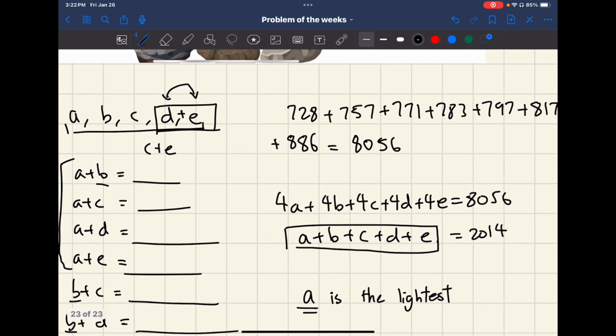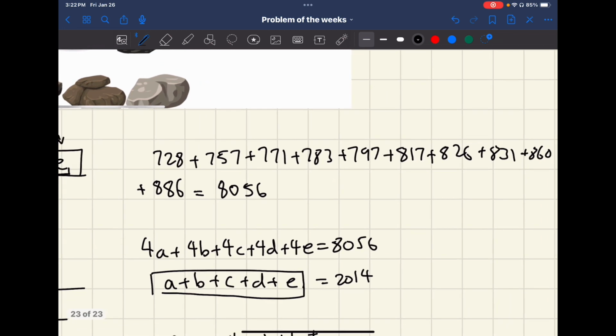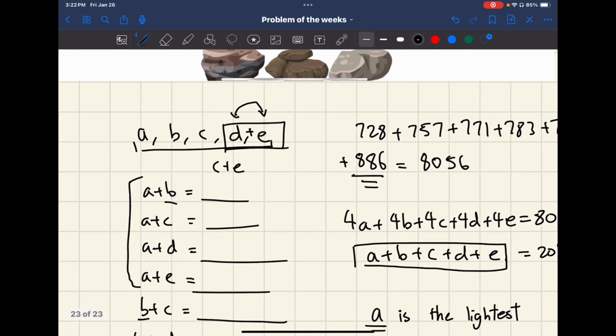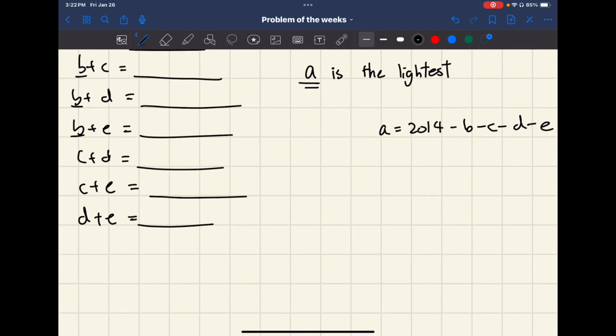So looking at our weights over here, 886 is the biggest number of all of them. So that means that D plus E, the heaviest two rocks, when you add them together, you get 886. So we know D plus E. We're just going to write that down here. D plus E equals 886.